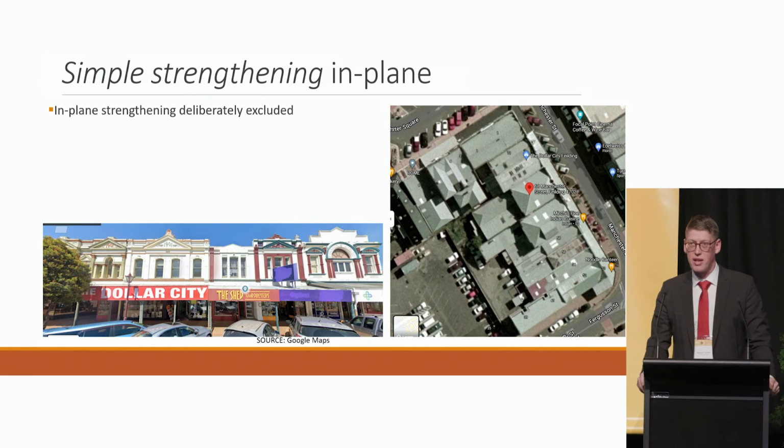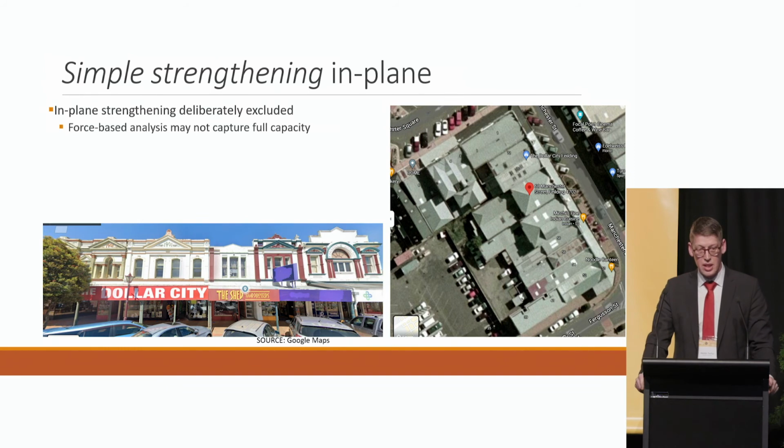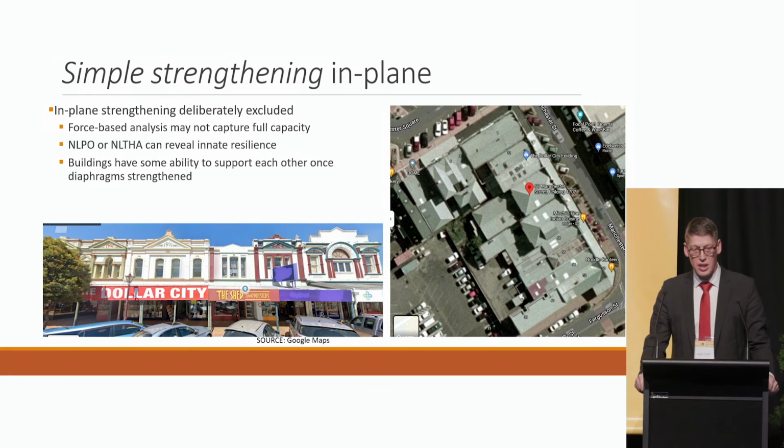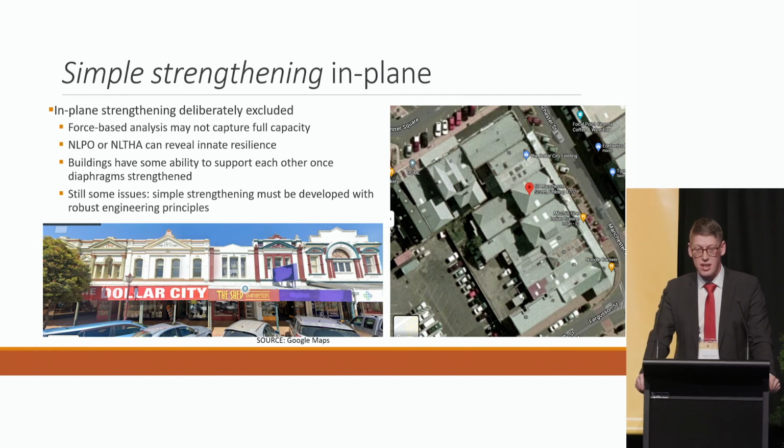People who've been involved with the strengthening of unreinforced masonry buildings will probably have noticed that there wasn't any in-plane strengthening in the scheme, and we have in fact excluded in-plane strengthening from what we're proposing here. While force-based analyses of in-plane capacity of masonry buildings may sometimes make them appear as though they are quite fragile in that direction, they don't always capture the full capacity. When you look at them with a more sophisticated analysis, you can sometimes see that those structures are more resilient in the in-plane direction than it may at first appear. We also believe that buildings in rows have some ability to support each other, particularly once their connections and diaphragms are strengthened. Of course, there are quite a lot of caveats to add to that, and it's worth saying that any simple strengthening scheme of this type would need to be developed with robust engineering principles in mind.